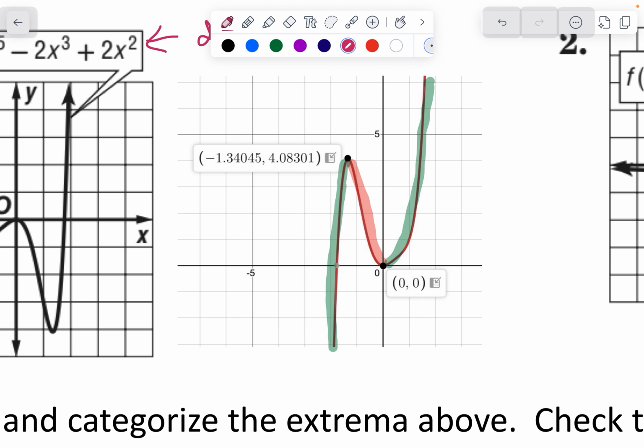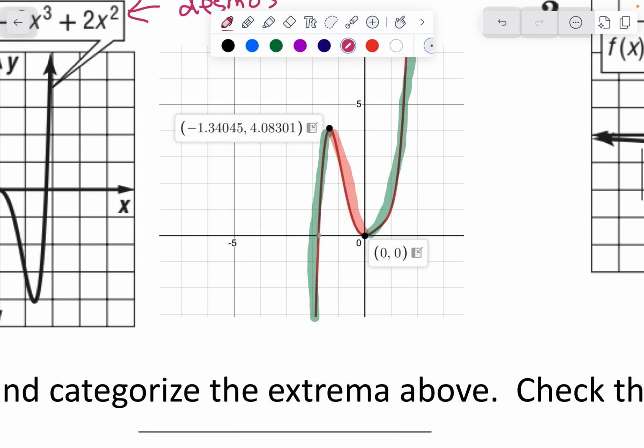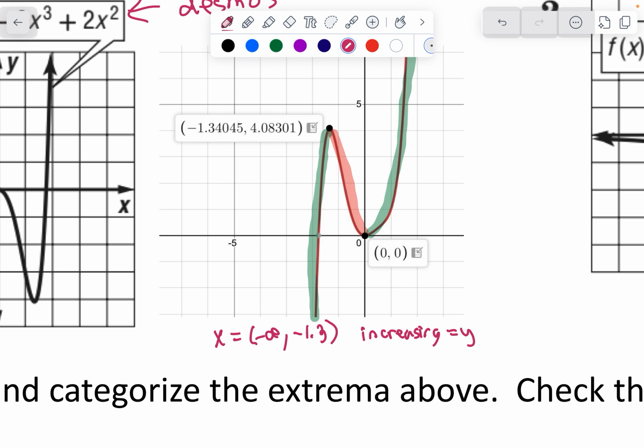And you can even do that with a colored pencil. There's some over on the counter over there. Feel free to use colored pencils. And so we're only talking about the x values. For an x value from negative infinity up to the x value of negative 1.3, one decimal place is fine, it is increasing, it's going uphill. And what's increasing? Well, the y's are increasing.